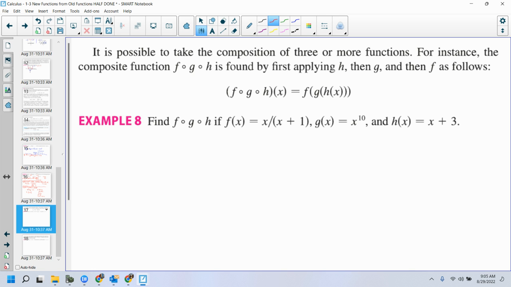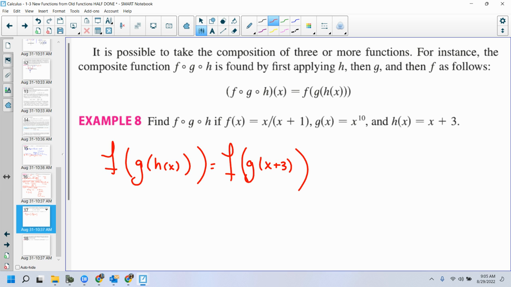Here's what the notation is saying. I want to find f, I want to find g, and I want to put h in all those. That's f of g of h. So let's keep putting it in. h is x plus 3. Let's find g of x plus 3. Well, g of x plus 3 is just x plus 3 to the 10th power.